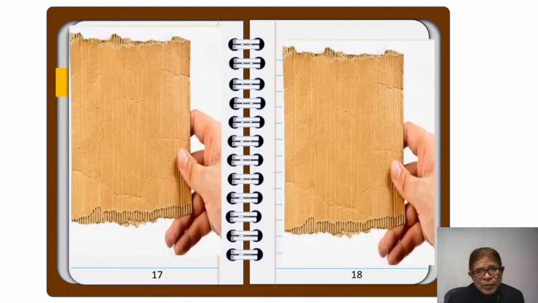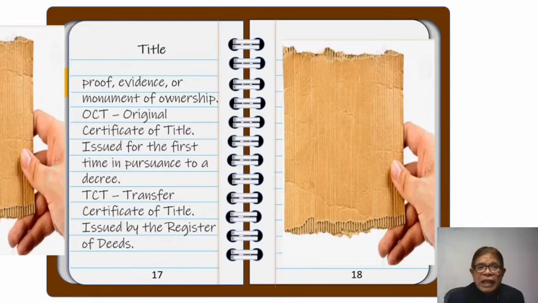What is a title? A title is a proof, evidence, or monument of ownership. And there are three types of title. OCT, which means Original Certificate of Title, issued for the first time in pursuance to a decree. TCT, which is a Transfer Certificate of Title issued by the Register of Deeds. OCT is usually issued by LRA, Land Registration Authority, in pursuance of a decree, while TCT is issued by a Register of Deeds.